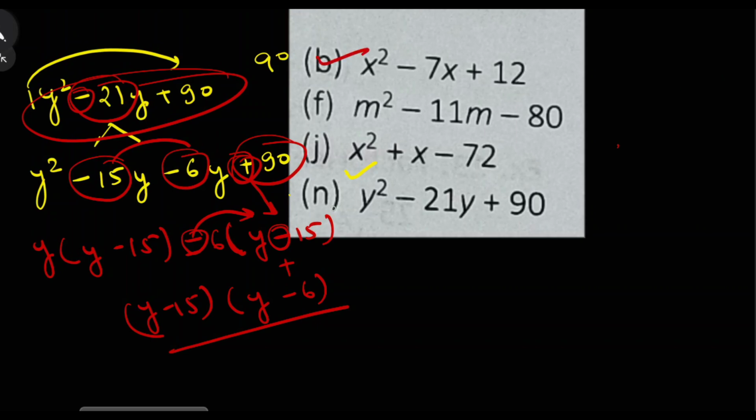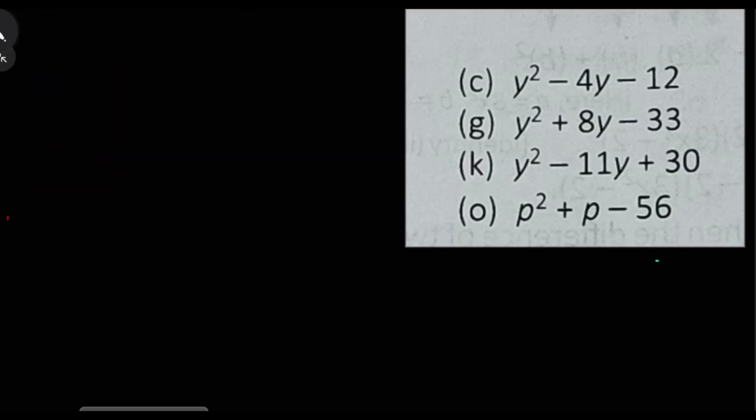Question number B and question number J is your homework. Now let us solve question number K. Question number K is saying that y square minus 11y plus 30.